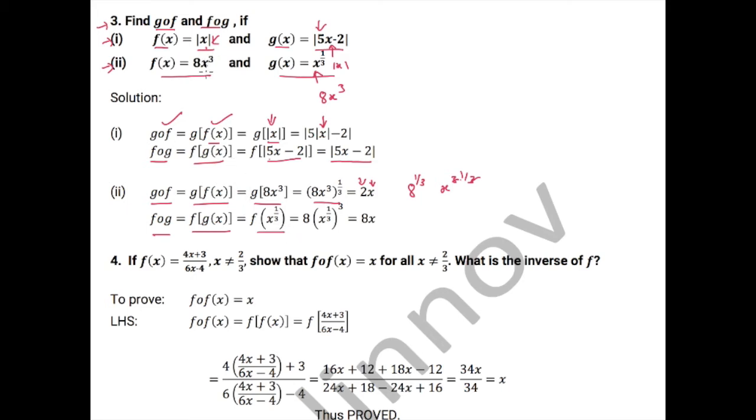So in place of x here we need to write x power 1 by 3. So 8 times x power 1 by 3, the whole cube. So 3 gets cancelled and we get 8x.